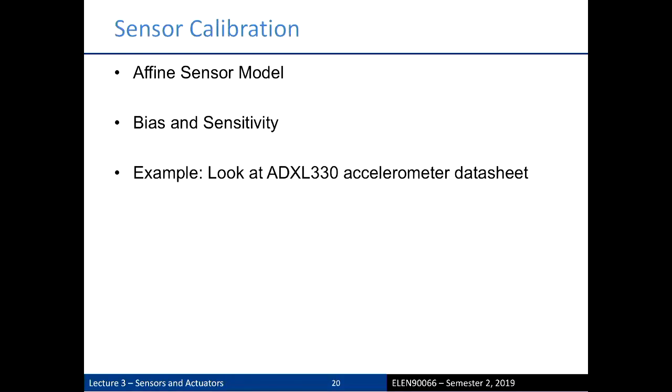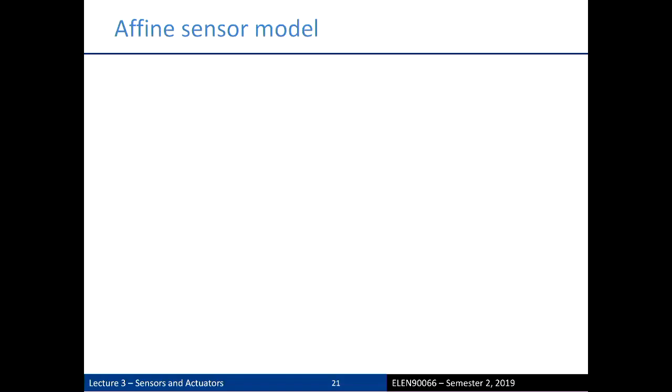Okay, so I want to talk about the affine sensor model because that's what you're going to be using in the workshops next week. Bias and sensitivity are the two elements of the affine model. In particular, I want to look at the Analog Devices 3-axis accelerometer datasheet. So what's the affine sensor model? I'm going to give you a formal definition of it.